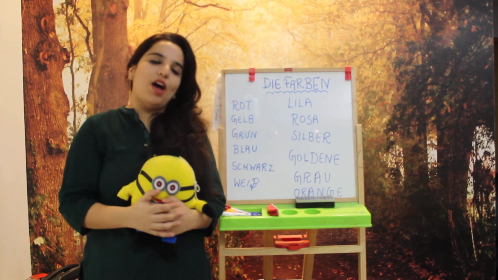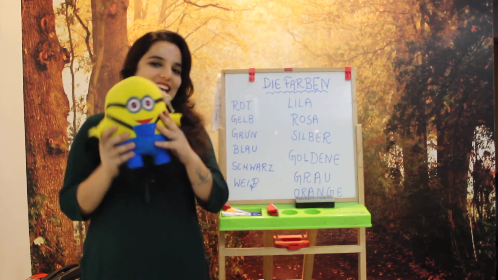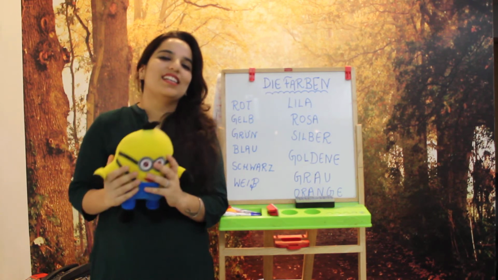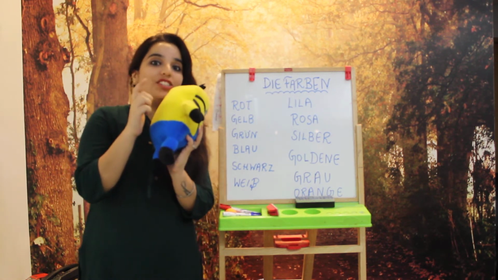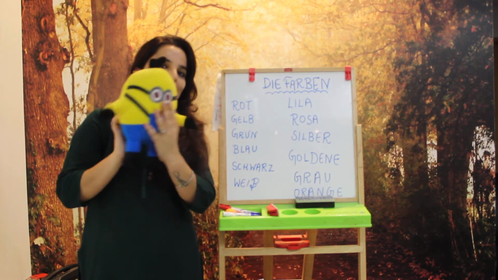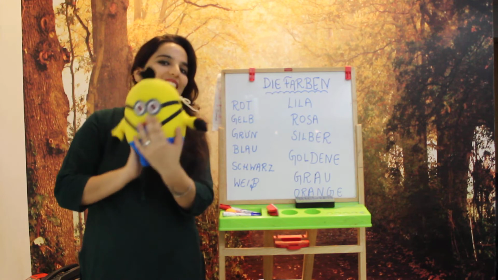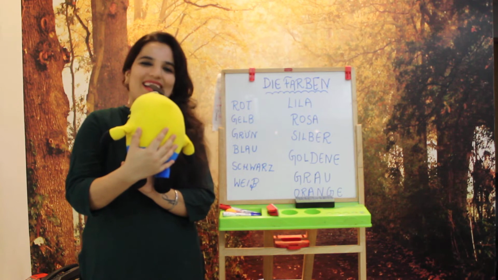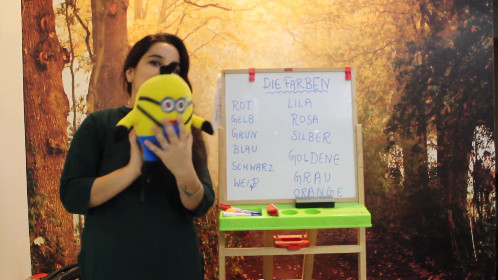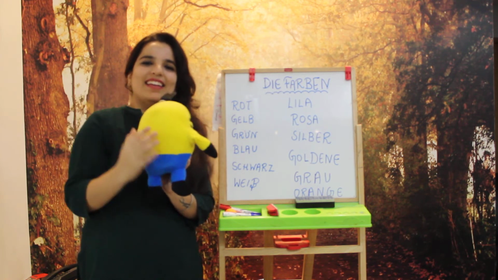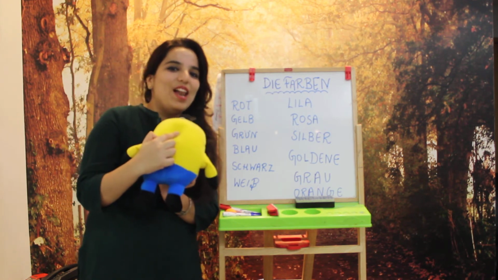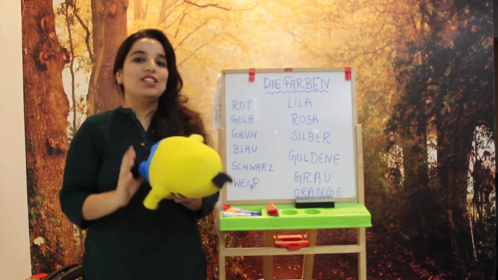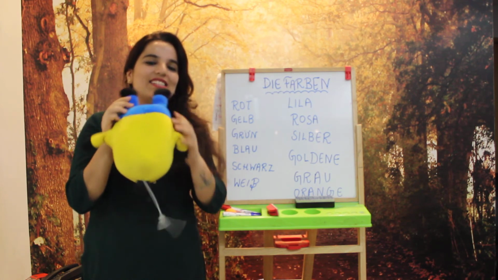So, here's our first thing. What is that? This is Minion. Yeah, this is my favorite. So, which color is this? Welche Farbe ist das? Das ist blau. Nein. Das ist grau. Nein. Das ist gelb. Ja, das ist gelb. Sehr gut.